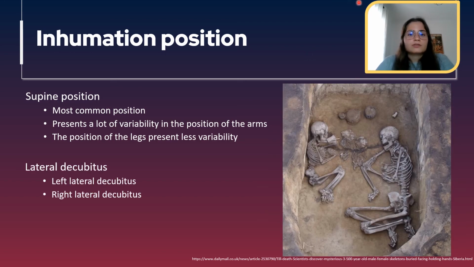The skeletons can also be found in a lateral decubitus, and it's important to note if it's a right or a left lateral decubitus. In this image you can see 4 skeletons, 1, 2, 3, and 4, and these are both adults. They are in a right lateral decubitus and in a left lateral decubitus. And this is actually an interesting burial found in Siberia. In this burial, this one is a male individual, this is a female, and these are 2 non-adults. And they think that this may be a family, so I left you a link for this news if you're interested.